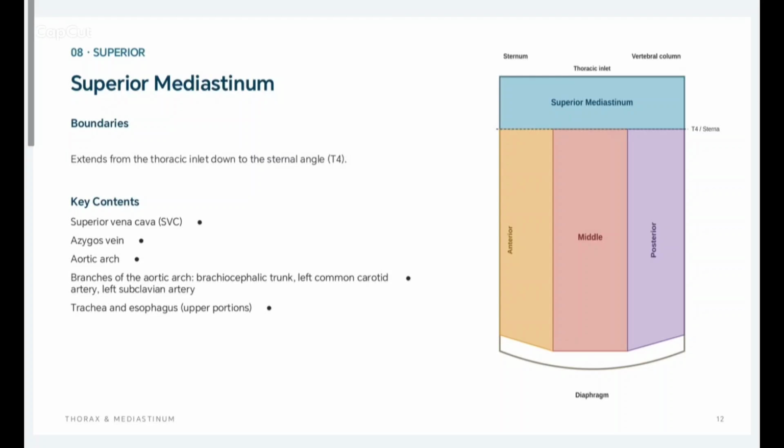Additionally, the upper portions of the trachea and the esophagus pass through this compartment as they descend from the neck into the chest. The nerves traversing this area, such as the phrenic and vagus nerves, are also critical structures that pass through this superior gateway.